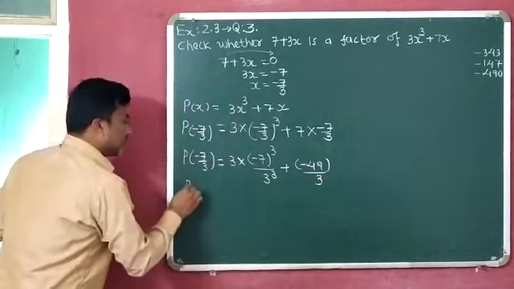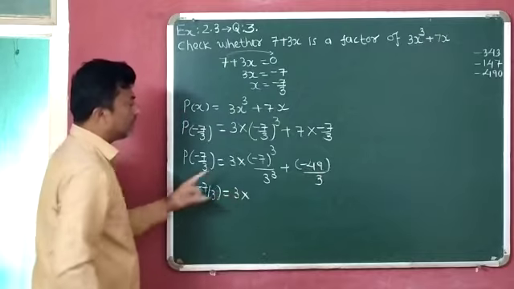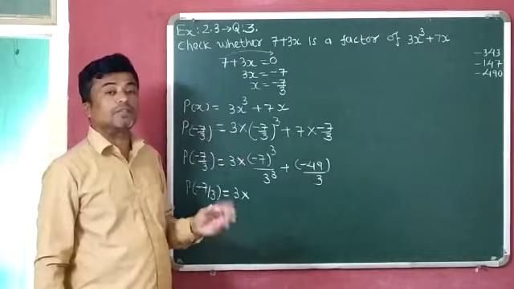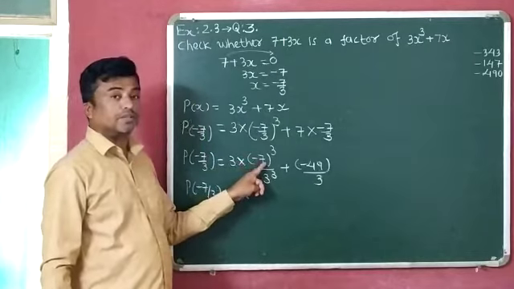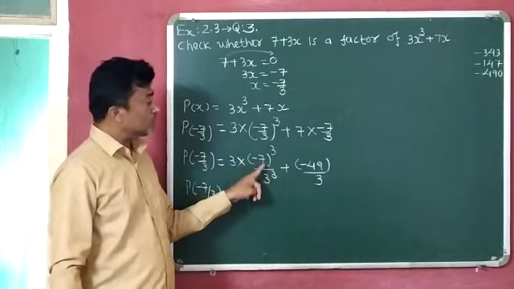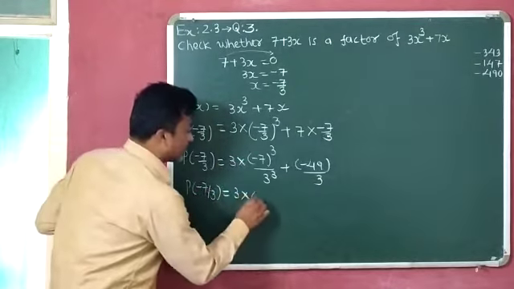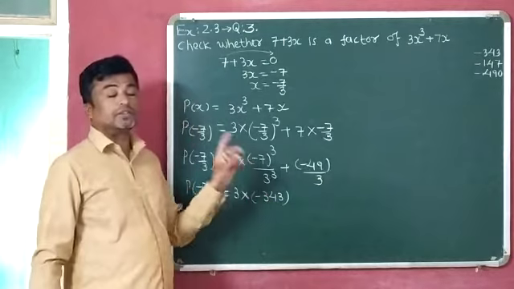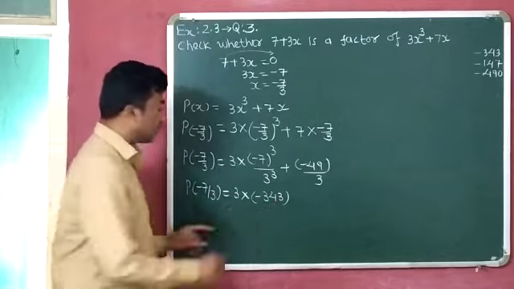Now see children, p(minus 7 by 3) is equal to 3 multiply. Now minus 7 raised to 3 means minus 7 we have to multiply 3 times. Means minus 7 multiply minus 7 is positive 49. Positive 49 we can multiply with 7, then its answer is what? Minus 343. Means if you multiply minus 7 three times, its answer is minus 343.